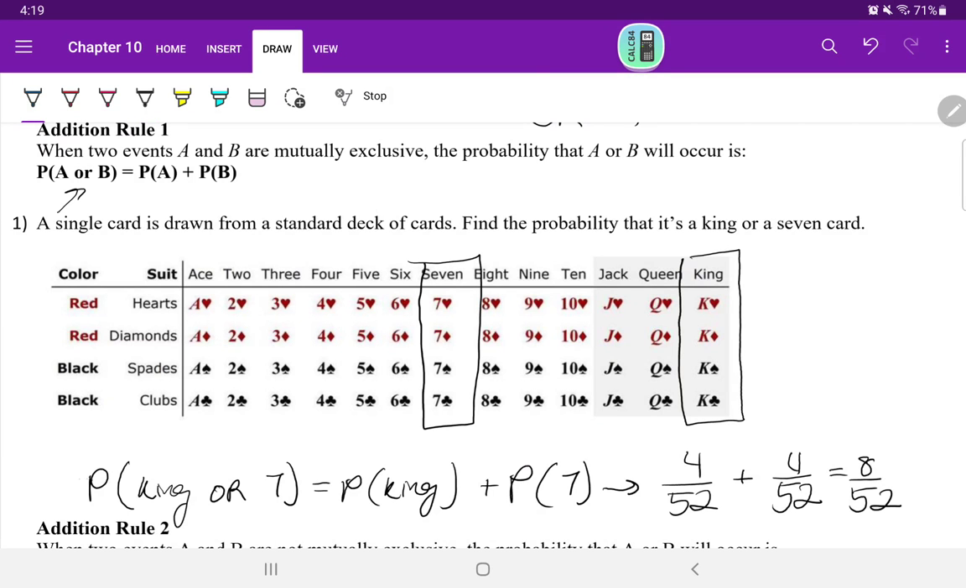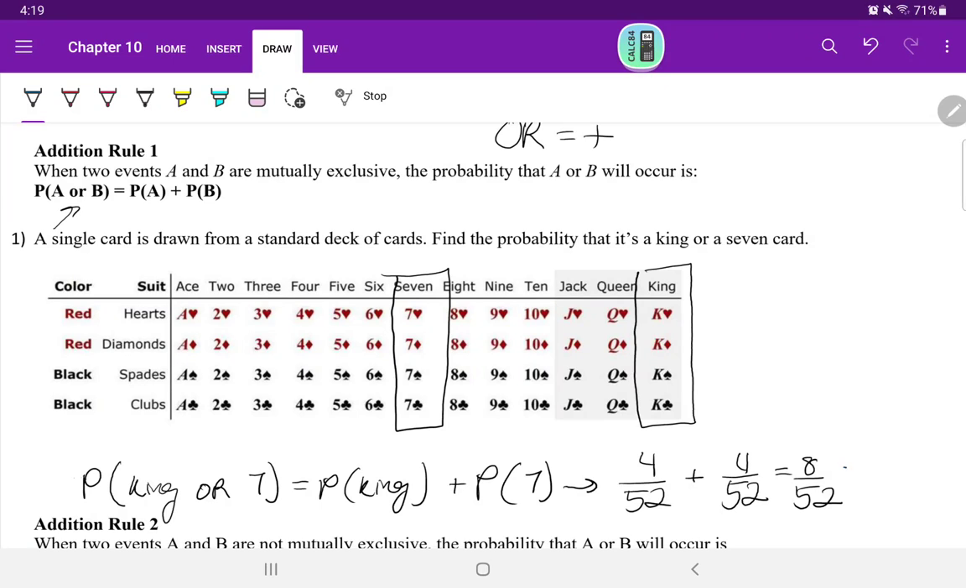You must reduce your fractions, so we're going to divide the numerator and denominator by 4. Eight divided by 4 is 2. 52 divided by 4 is 13. The probability that a card is a king or a 7 is 8 out of 52, which is reduced to 2 over 13. We can also count the cards as well. 1, 2, 3, 4, 5, 6, 7, 8. Those are 8 total cards out of 52.